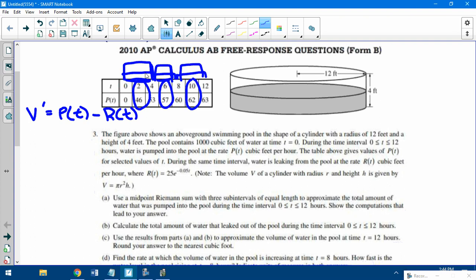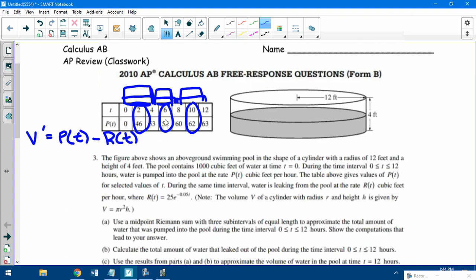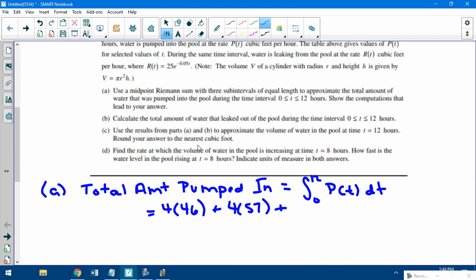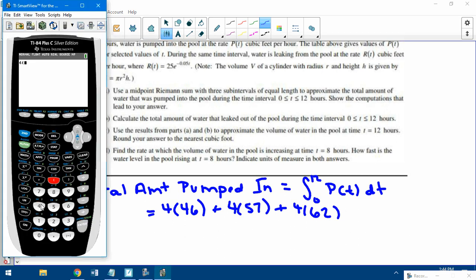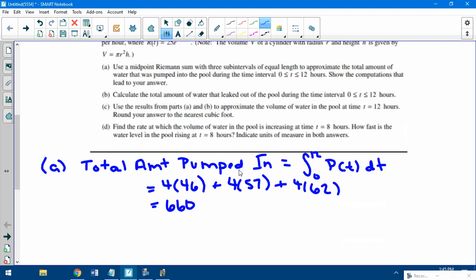So that first box is going to be 4 by 46. Plus that second one is going to be 4 by 57. And that last one is going to be 4 by 62. And that's what can estimate that integral, because remember, Riemann sums are what we use to estimate integrals, because integrals just mean area under the curve. So I type this all into my calculator. I get an estimate of 660. Okay, so it didn't say that I needed to put units, but if I wanted to, we're in cubic feet, so it'd be feet cubed. So that's an estimate of the amount of water that's pumped in.